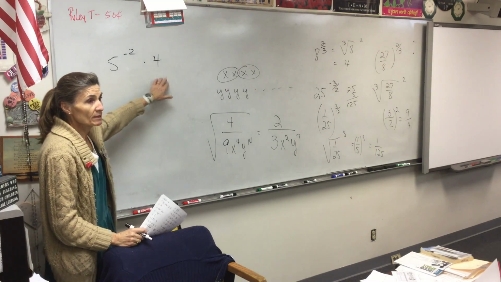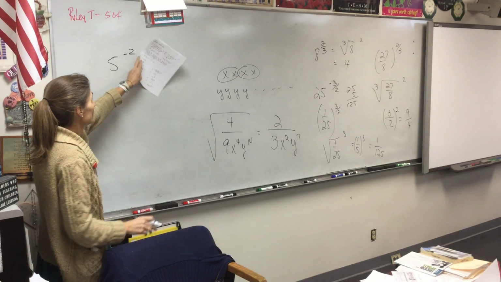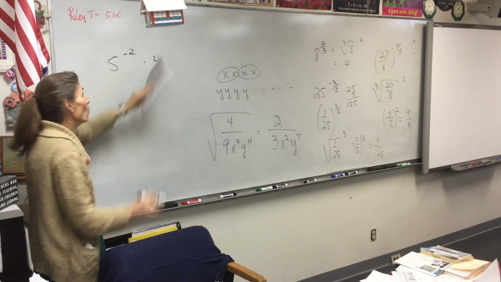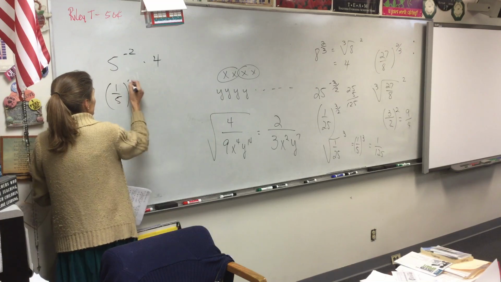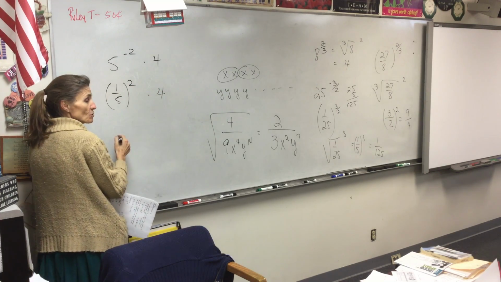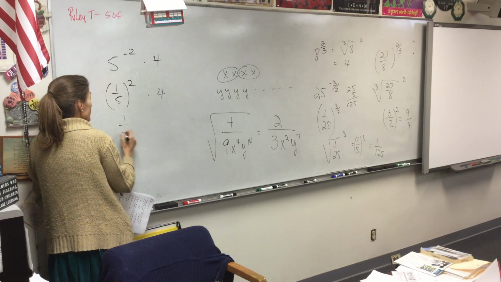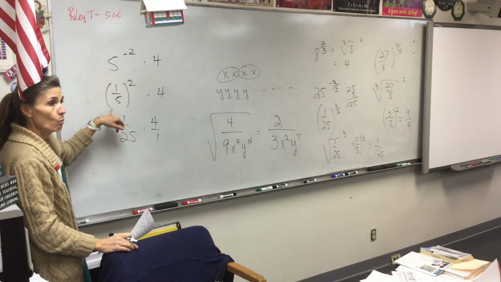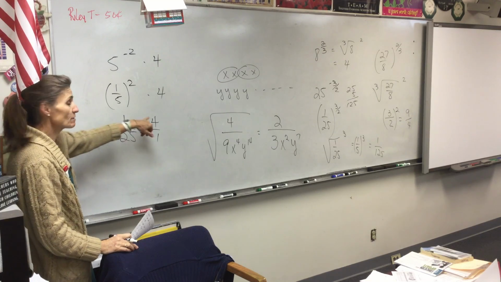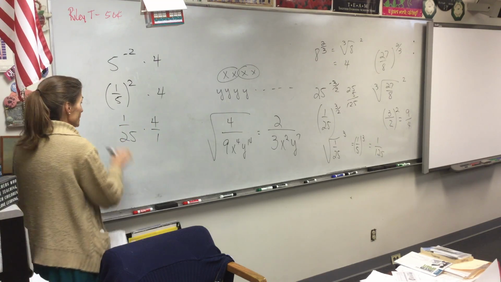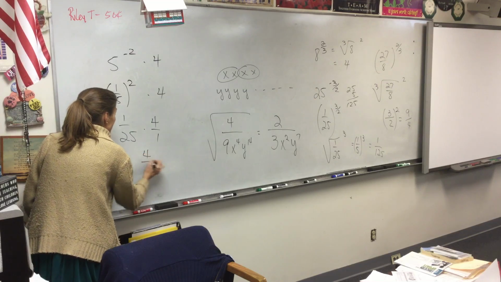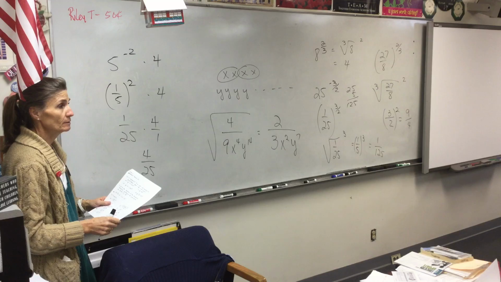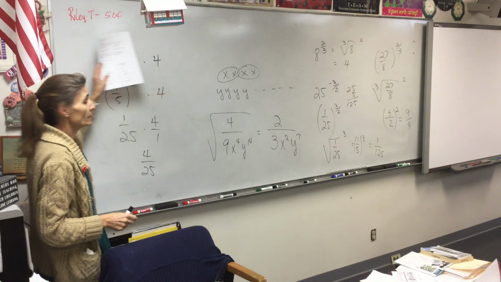Now these are 2 separate things. Deal with that first. What's that? 1/5 squared, and 1/5 squared is 1/25. 1/25 times 4/1. Multiply across. My answer would be 4/25. I do these separately.